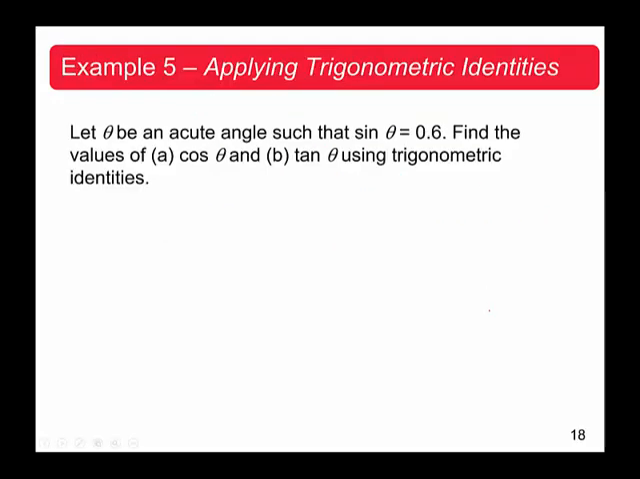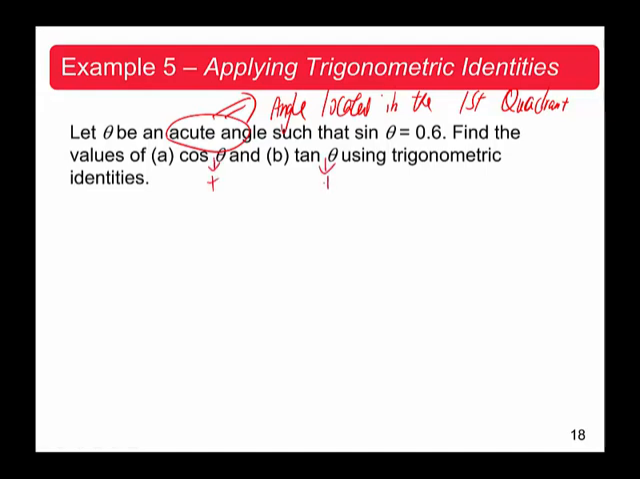And that theta being an acute angle. Acute angle indicates it is in the first quadrant. Angle located in the first quadrant. That means all 6 trigonometric functions are positive, all 6 of them. So cosine positive, tangent positive for sure.